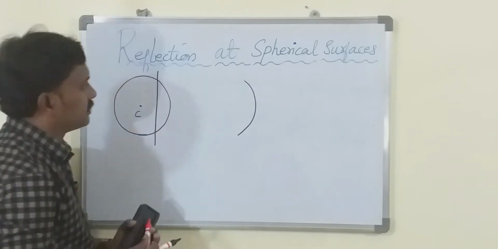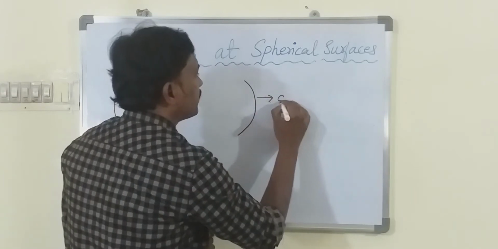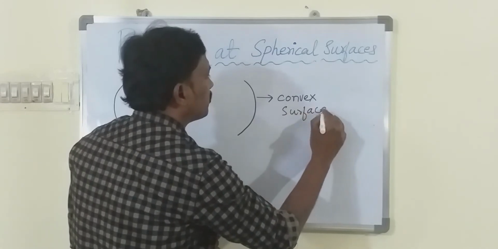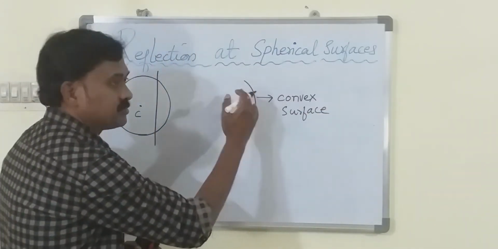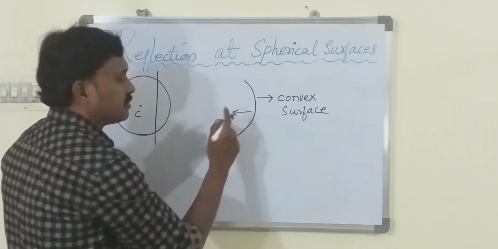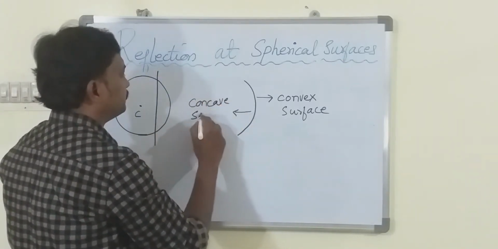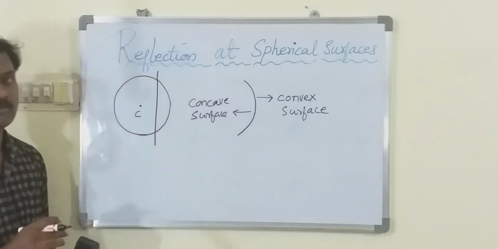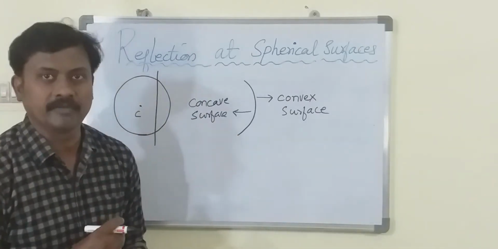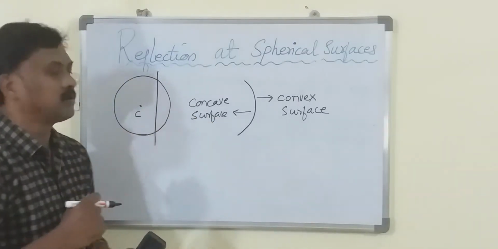Now, the surface which is bulging outside is called as convex surface. This is very important. We are not talking about mirror right now. The surface which is bulging outside is called as convex surface, and the surface which is bulging inside we call as concave surface. So we must understand what is a convex surface and concave surface. The surface which is bulging outside is called as convex, and the surface which is curved inside, we call it as a concave surface.